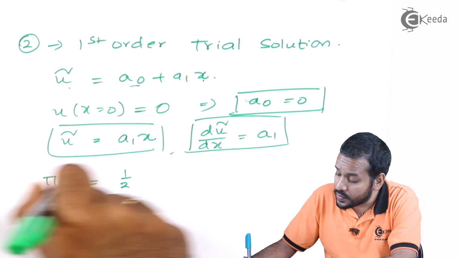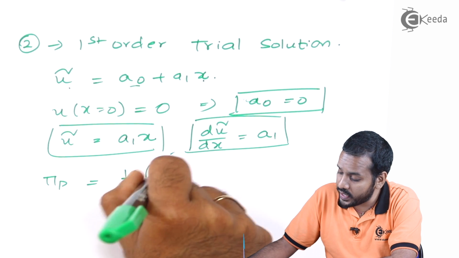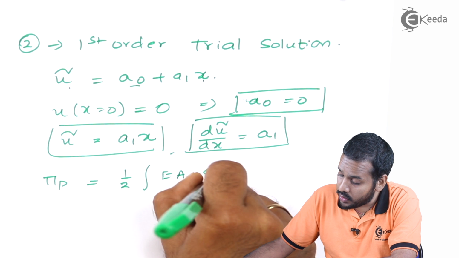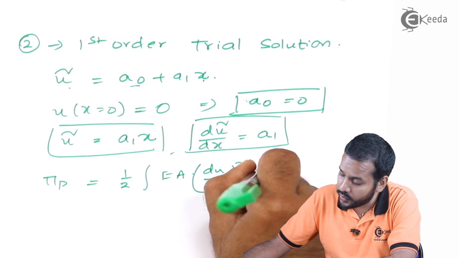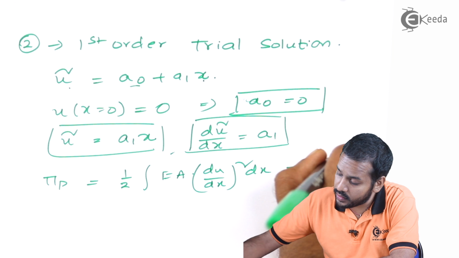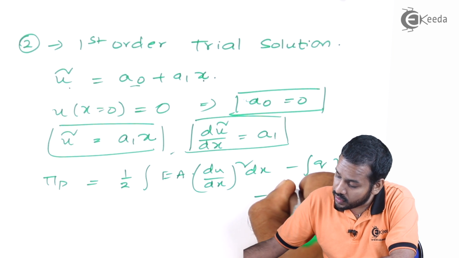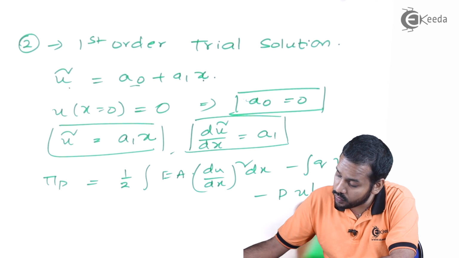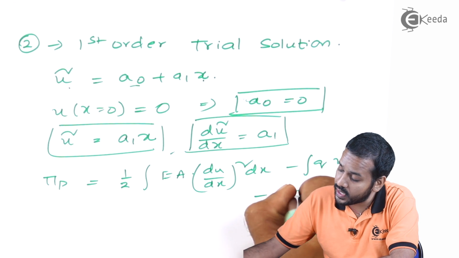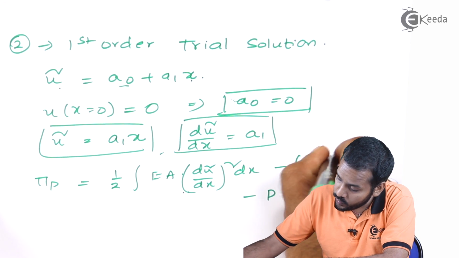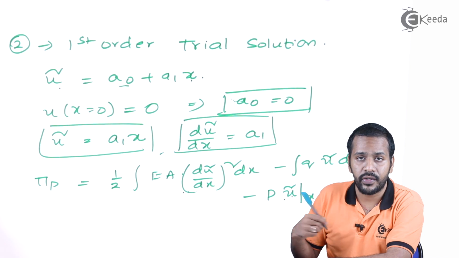Good. Anyway, so pi p is nothing but 1 by 2 integral EA du by dx whole square into dx minus integral qu dx minus P u at x equal to 1, u at x equal to 1. So this is the work potential case, this is the strain energy case. Okay, so let us put u tilde everywhere. That is our trial function, na?